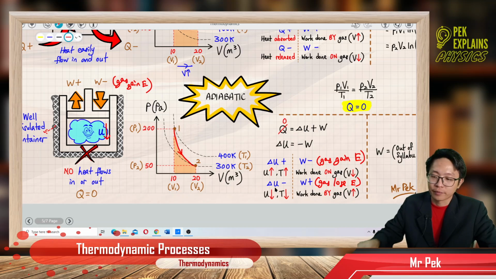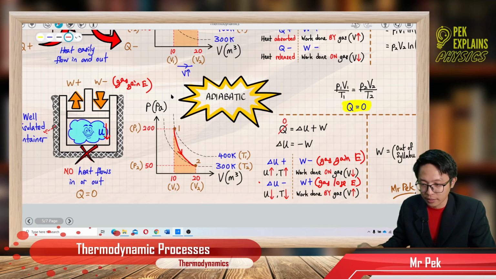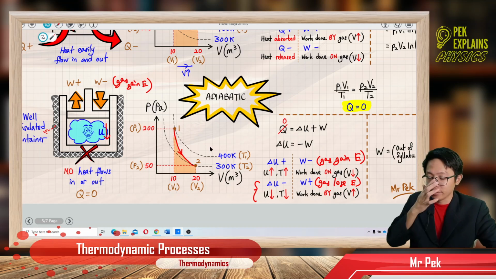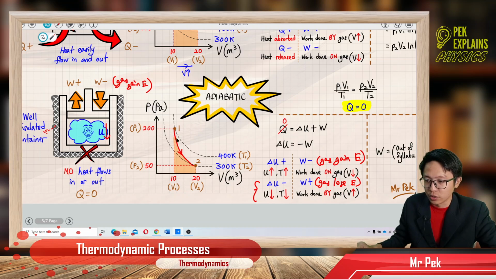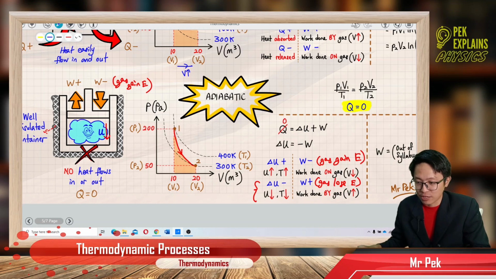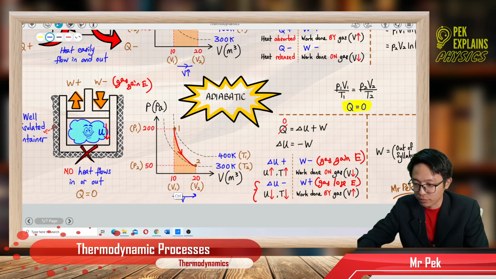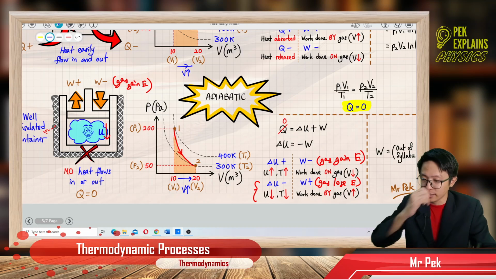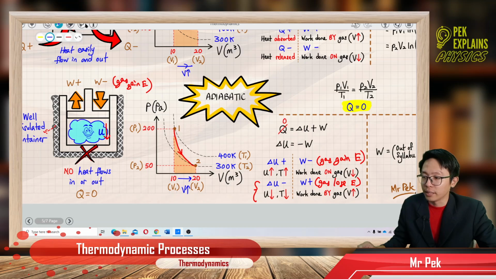Because for this process, we use the second example to explain. For this process, you see, from 1 to 2, it is going to the right. From 1 to 2 means volume 1 becomes volume 2. So this is expansion, isn't it? The volume increases. From volume 1 going to volume 2, the volume increases.